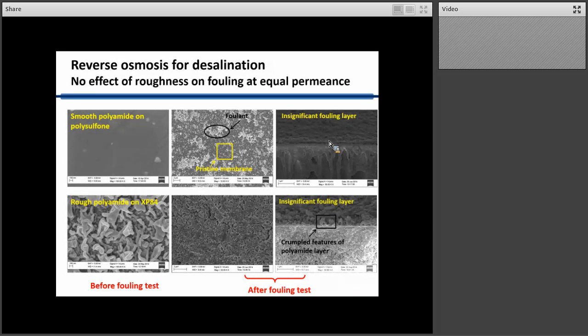And in fact, with the rough polyamide, which has the same permeance, you can see there's quite a lot of pristine membrane, and there's an insignificant fouling layer on both the smooth membrane and the rough membrane. So that tells us that actually, if you control the experiment by using these thin films and playing around with the supports, there's actually no effect of roughness on fouling at equal permeance. So counter to what we've believed up till now, the roughness of the membrane doesn't impact on the fouling. More important is the permeance that the membrane has and the rate at which the foulant is brought to the surface of the membrane.